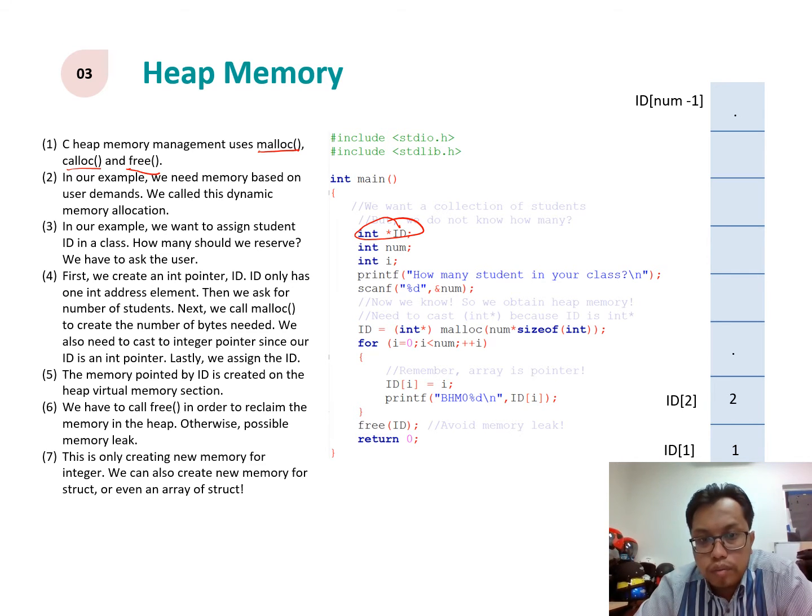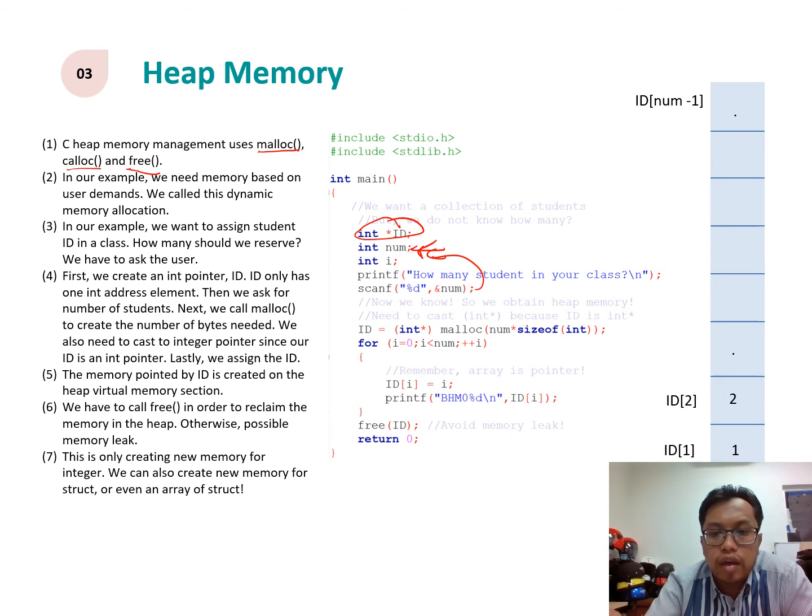Okay, so what you have to do is, first you create the pointers here. And then we ask how many students are in the class. This is stored in a variable called num. This is a normal variable. Then we want to allocate the memory for a variable called id, based on the values of the integer num.